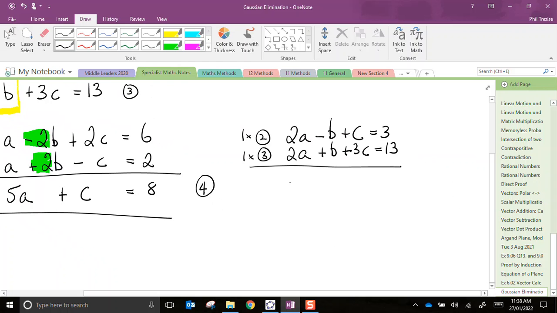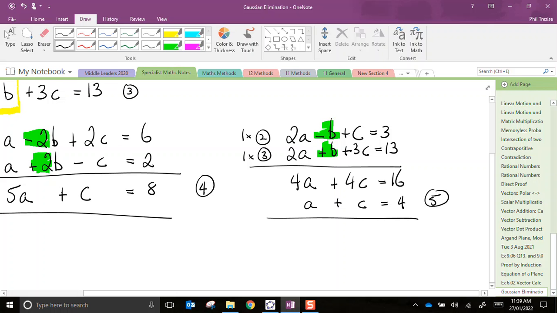So 2a plus 2a gives me 4a. As I said a moment ago, I selected them on purpose because conveniently the b terms were already equal and opposite. c plus 3c gives me 4c equals 16. Now I could work with that, although I can see straight away that each of those divides nicely by 4. So let's divide through by 4, so we've got something easier to work with. There we go, and I will call that equation 5.